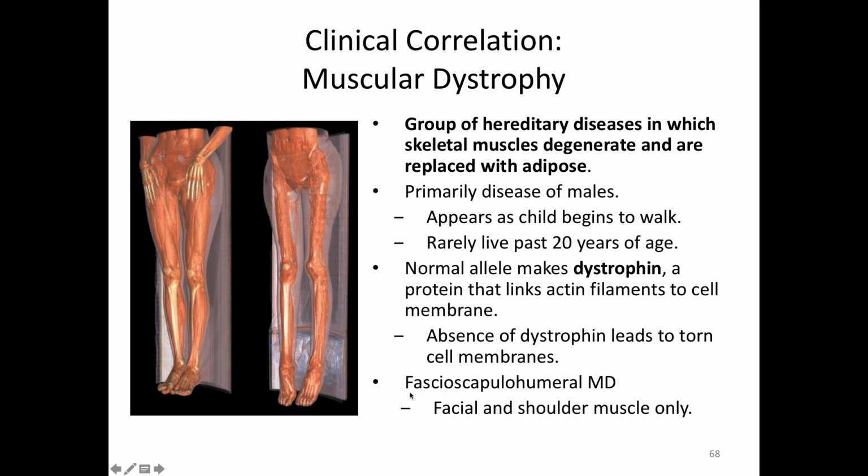One weird version of muscular dystrophy is facioscapulohumeral, so that's face, shoulder, and upper arm. And this is muscular dystrophy that only affects the upper body, not the rest of the body.